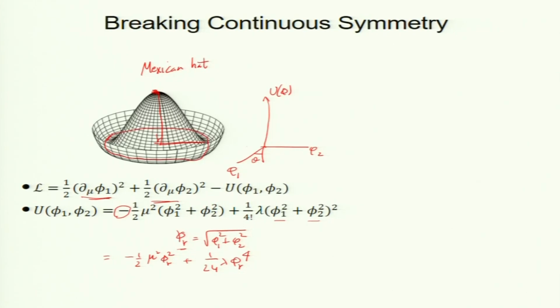And what is the radius of the circle? The radius of the circle will be found by finding the minimum of this, and phi r will be pretty similar. So, I take the derivative: mu squared phi r plus 1/6 lambda phi r cubed. There is a minus sign, so phi r is the square root of 6 mu squared by lambda. Okay. So, that is the radius of the circle.